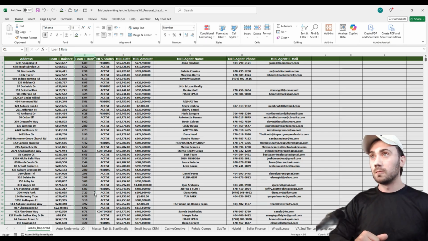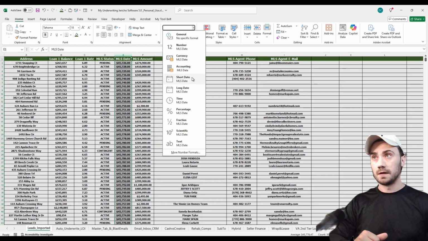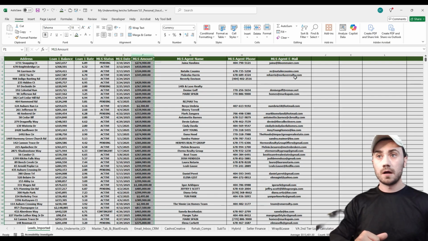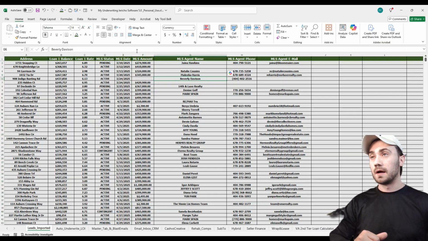So I can see that the loan one rate now is in a number format. The MLS date needs to be fixed. That needs to be in a short date format. So we fixed it here. MLS amount looks like it's in a correct format. Everything else looks good to go. Now we need to figure out the days on market for these properties.